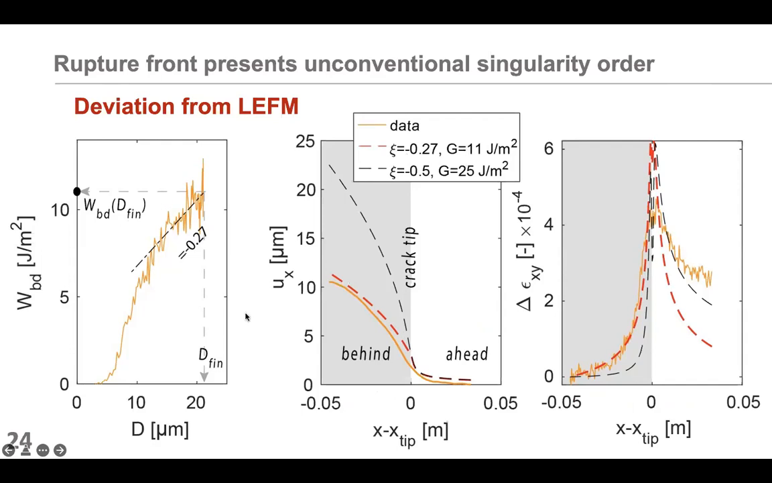And so what you can see is that using such a new framework, we have a much better constraint of the experimental data, the red curves compared to the orange one. And it's also true for the strain singularity, mostly behind the crack tip, where we see the influence of the far field stress.